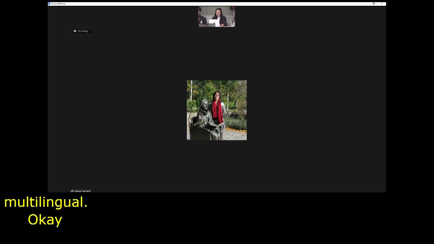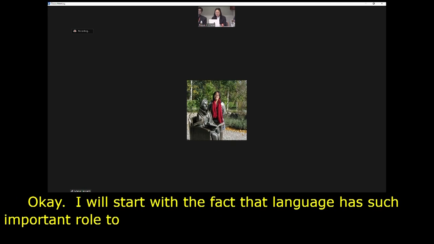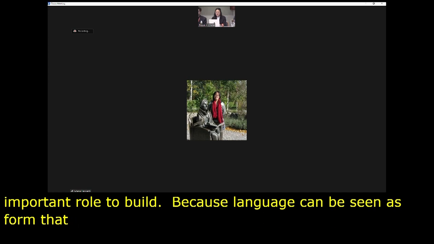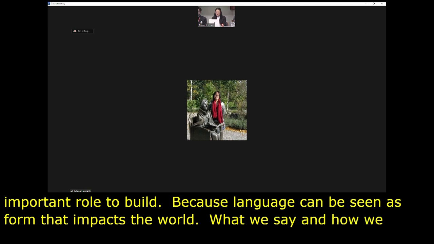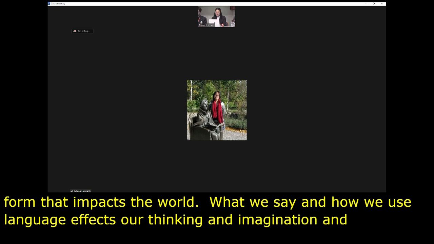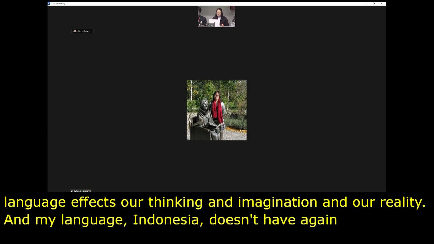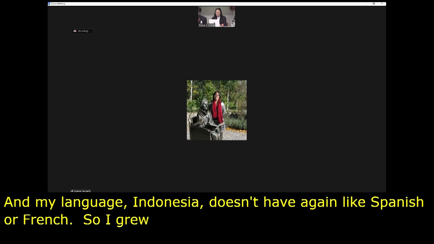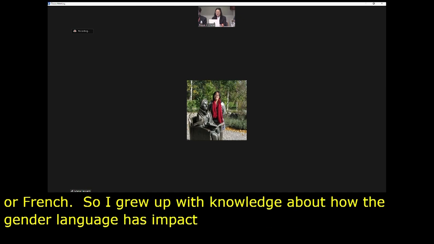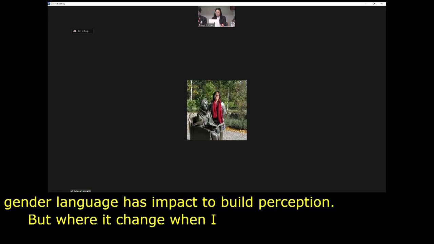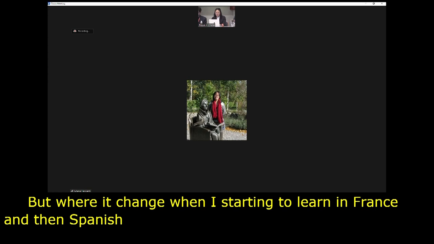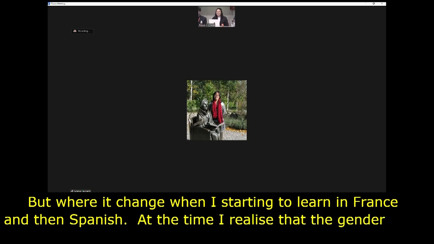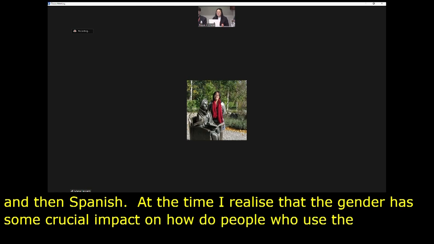I will start with the fact that language has such an important role in building perception and image. Why? Because language can be seen as a form of magic that impacts the world. What we say and how we use language affects our thinking, imagination, and our reality. And my language, Indonesian, doesn't have gender like Spanish or French. So I grew up without knowledge about how gendered language has an impact on building perception. But it changed when I started to learn French and then Spanish. At the time, I realized that gender has a crucial impact on how the people who use the language perceive themselves.